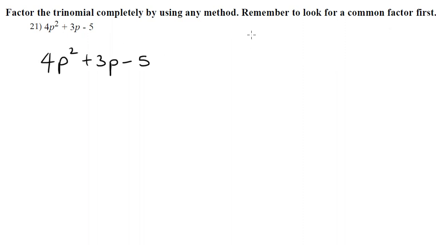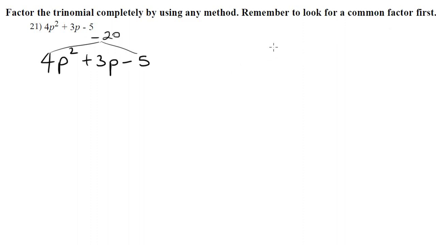So let's use the AC method. ap squared plus bp minus c. Let's multiply 4 times negative 5. We get negative 20. So we're looking for two factors of negative 20 that add to positive 3. Factors of negative 20 that add to positive 3. 20 and 1, no. 10 and 2, no. 5 and 4, there's no way I can get 3 there.